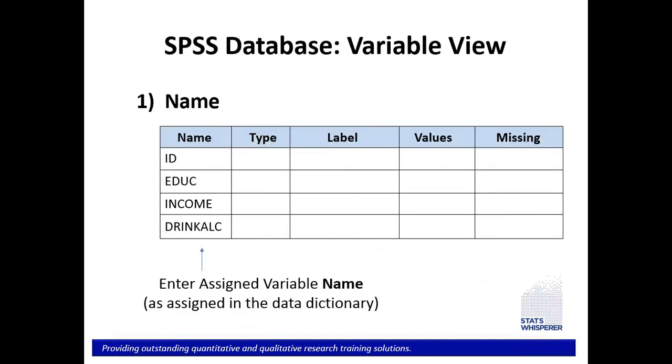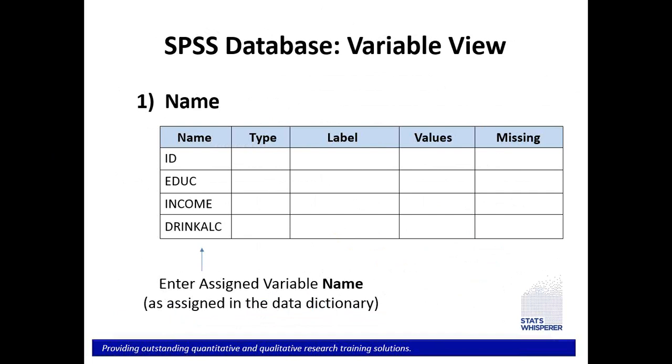Now here we go. This is what the variable view looks like in SPSS. The first column says name. Almost universally, the first name we put in is ID, because that's for the study participant ID. And we'll look at this in actual SPSS in a moment.